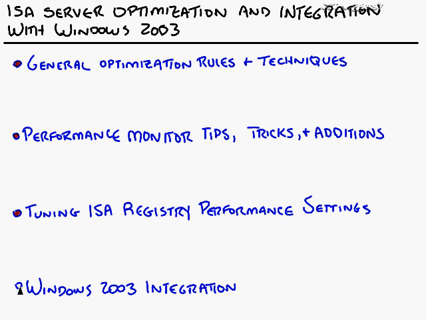Finally, we'll take a look at how to make ISA server work with Windows 2003. Because I'll tell you what, if you install it without taking a look at this, you'll find services failing left and right. So I'll show you what to do to make ISA server happen with Windows 2003.